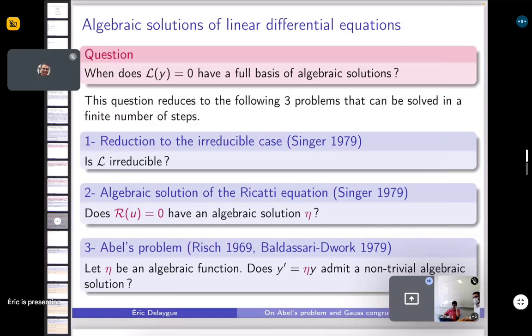To answer this third step, you have algorithms which are different, one by Risch and one by Baldassarri-Dwork. I will talk about the one of Baldassarri-Dwork later.